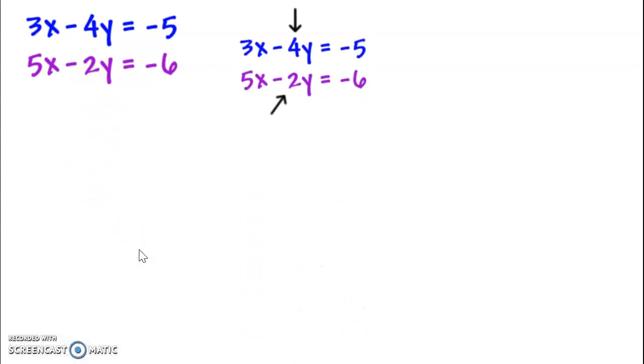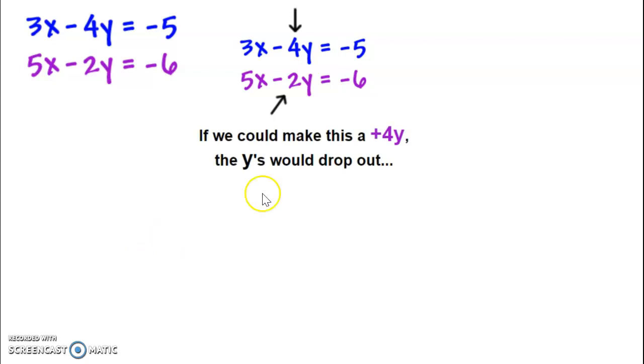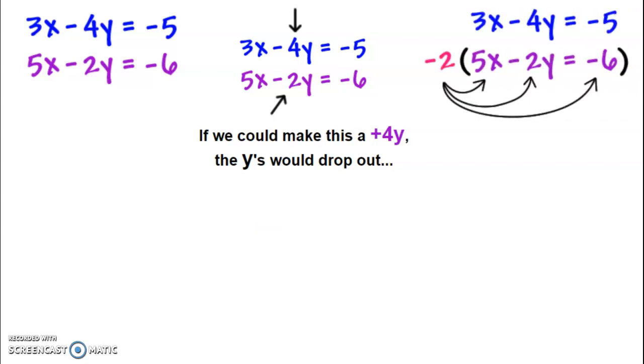Okay, hopefully you focused on these y values, your negative 4y and your positive 2y. The reason why I'm trying to focus on those is because if we can make that second one a positive 4y, the y's would drop out or zero out. So let's see how to do that. Negative 2 times what value gives me a positive 4? Well, a negative times a negative is a positive, and negative 2 times negative 2 is positive 4. So I'm going to multiply the entire equation by negative 2.